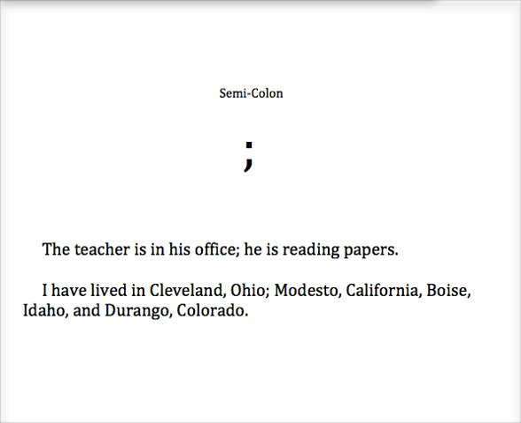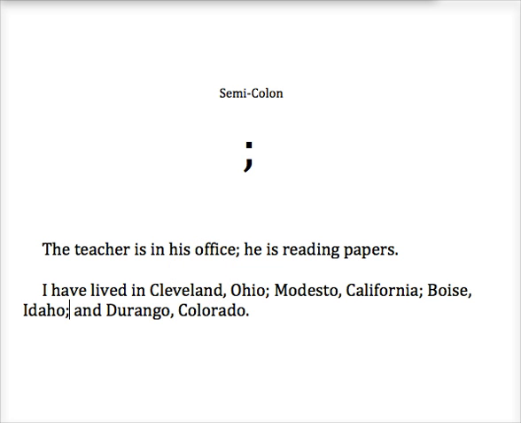So you'd put it there. I have lived in Cleveland, Ohio; Modesto, California; Boise, Idaho; and Durango, Colorado. Ah, okay, those two go together. Oh, I get it. Those two go together. Those go together. See? Makes sense. But it's really important that you get the idea that, true, this is not a complete sentence that follows the semicolon, which is the rule I mentioned up here. But this is a different circumstance down here.